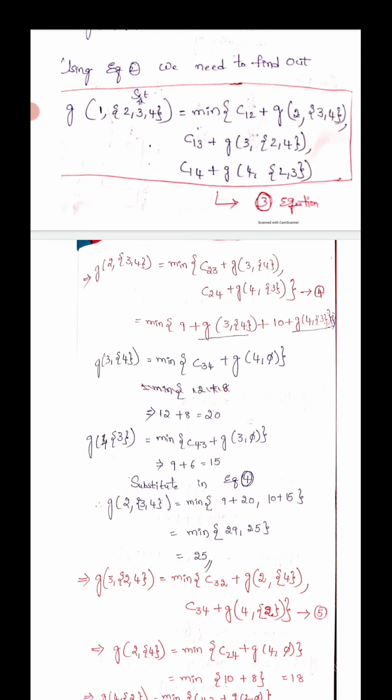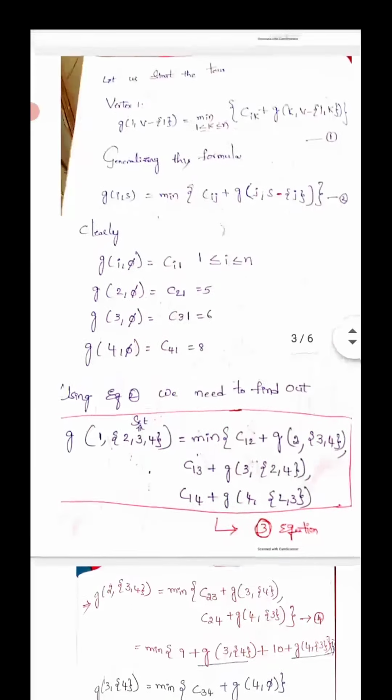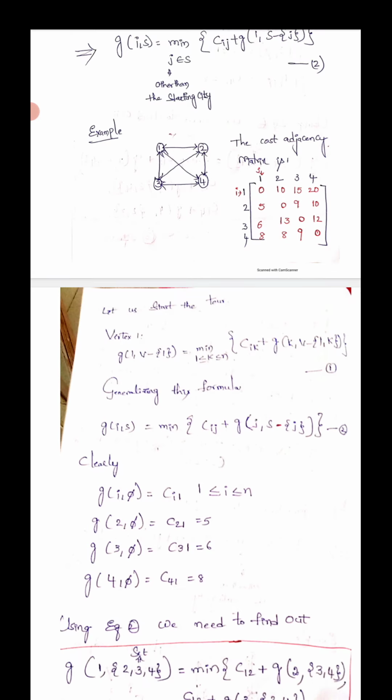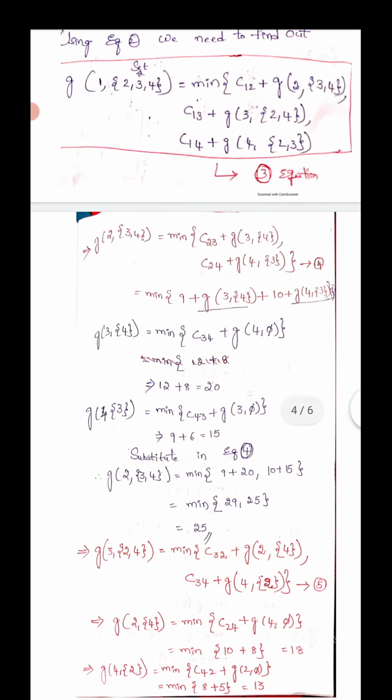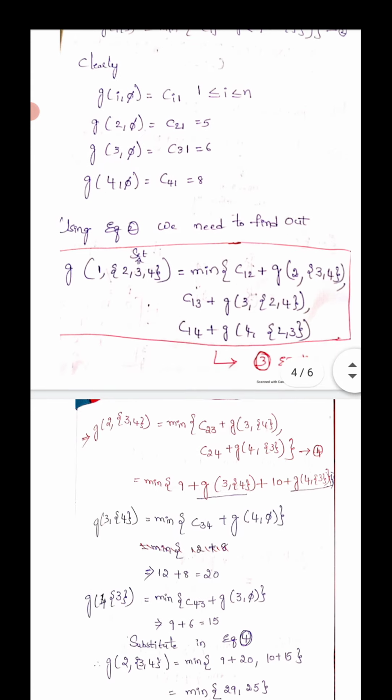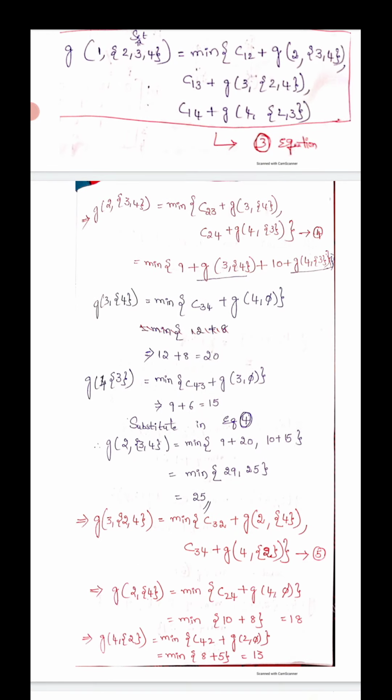Now we move to g of 4 comma 3. Okay, minimum of c suffix 4 comma 3, in the sense c suffix ij, how much? 4 3 plus g of j, how much? 3 comma set, in the sense 3 minus j, in the sense 3, 5 we can get. Now c suffix 4 comma 3, in the sense fourth row third column, and how much can we get? Fourth row third column, 9, plus g of 3 comma 5, how much value can you get? 6. Okay, 6. Now we have to add 9 plus 6, how much? 15. Substitute these values in equation number 4.